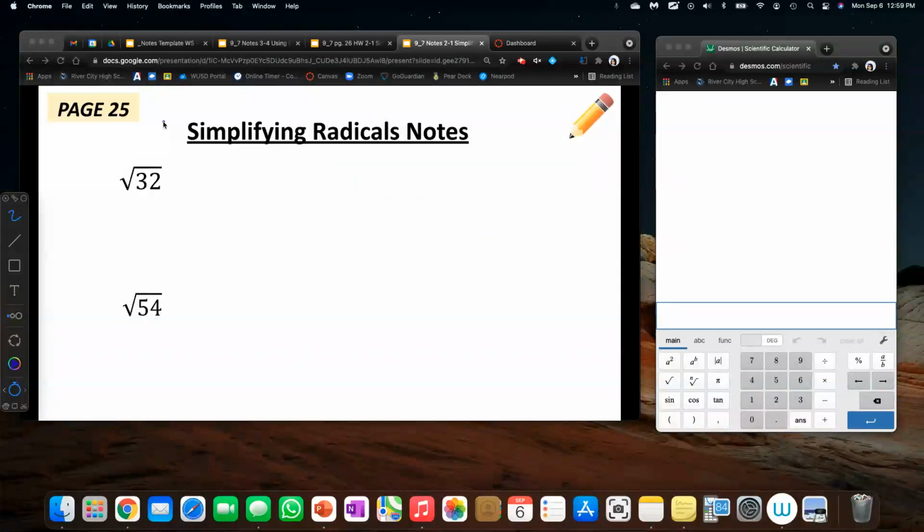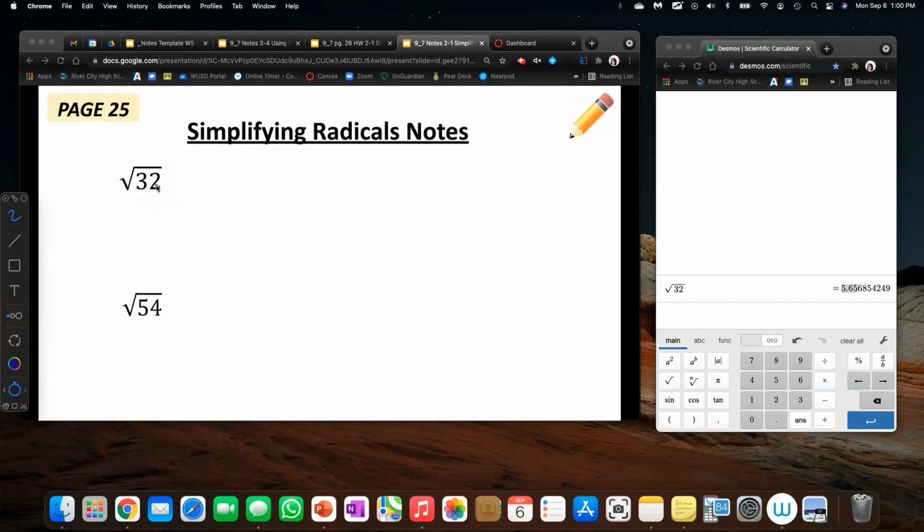All right, so here's how we simplify radicals. In the past, this is what we've learned: when we get a square root answer, we put that in our calculator, and if we get a decimal answer, we end up just rounding. So we would leave this as the square root of 32, and our approximate answer would be approximately 5.66. But what we're going to learn is how we can actually simplify the square root of 32.